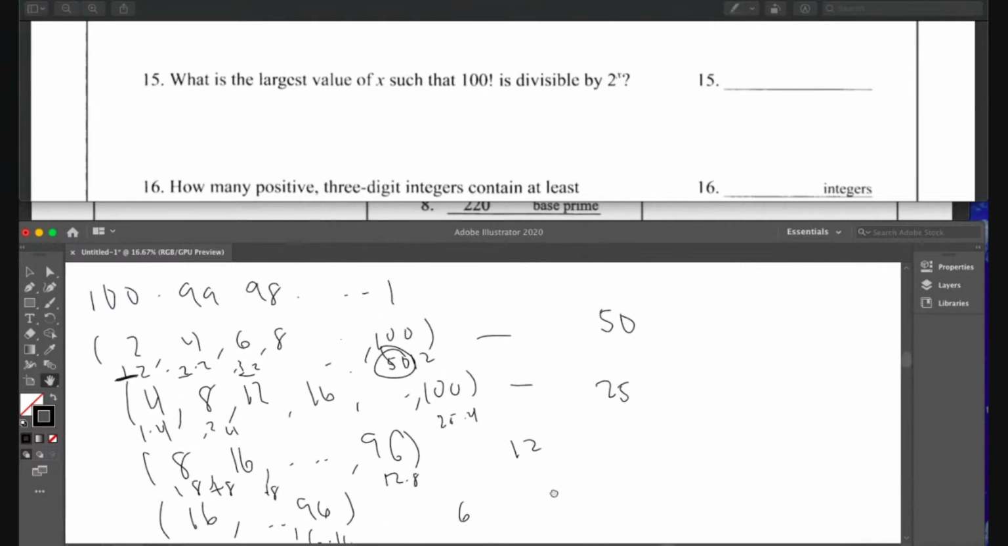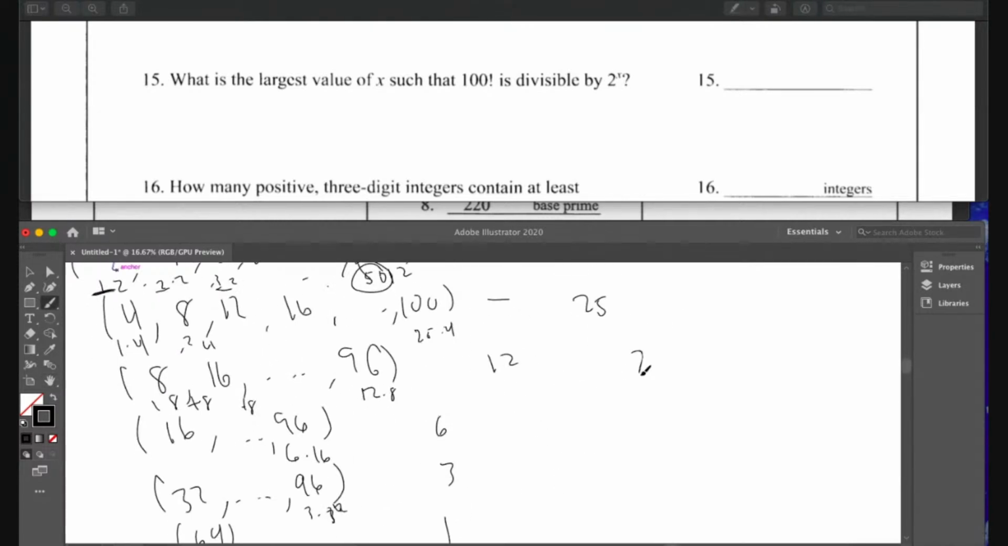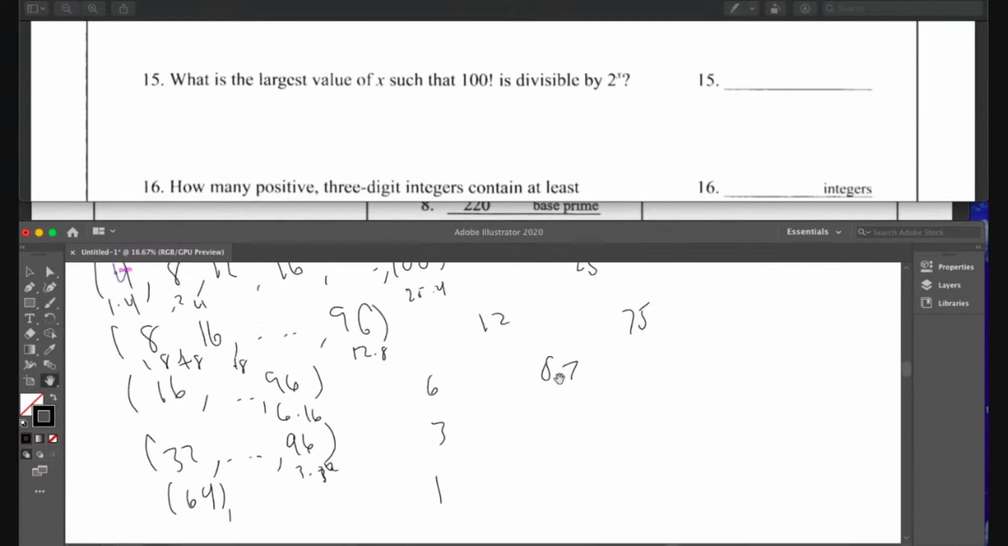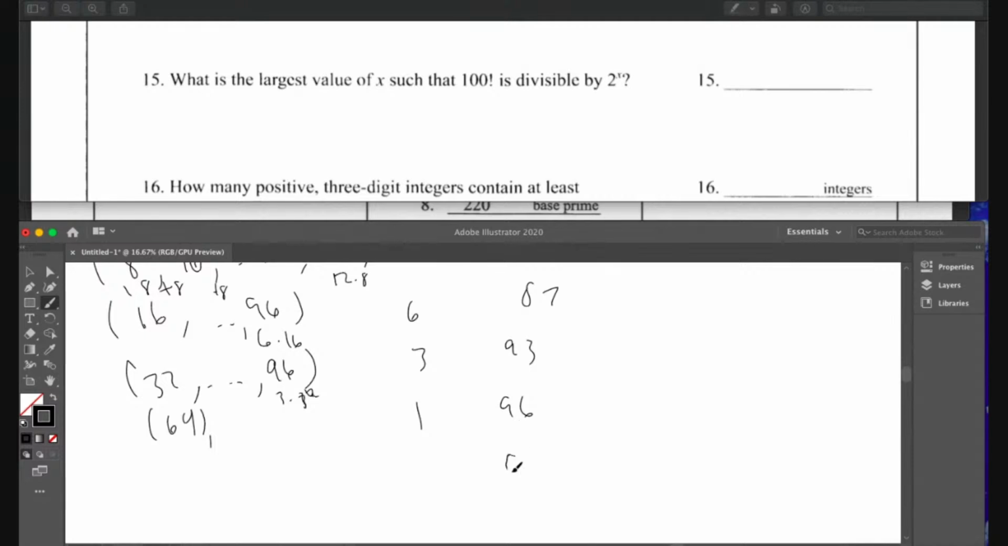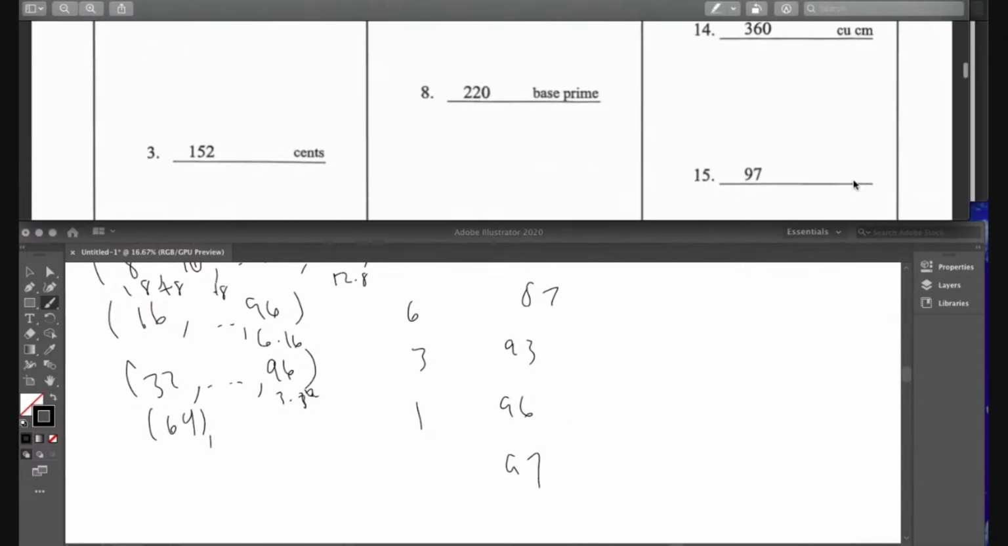Okay, and then we add all this together. We have 75 from that, then 87, then 93, then 96, and then 97. So it all adds up to 97, and that is our answer.